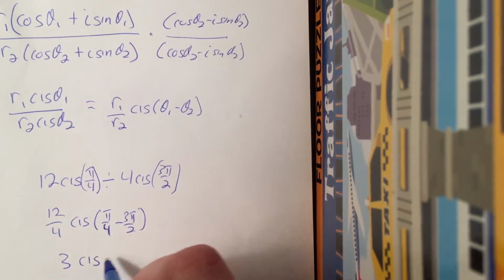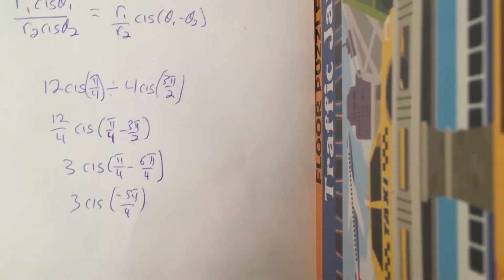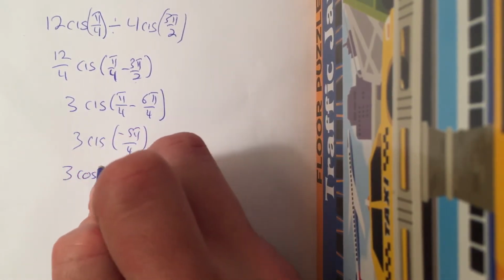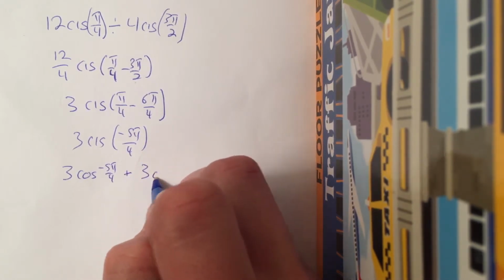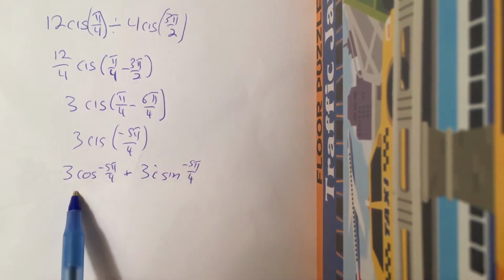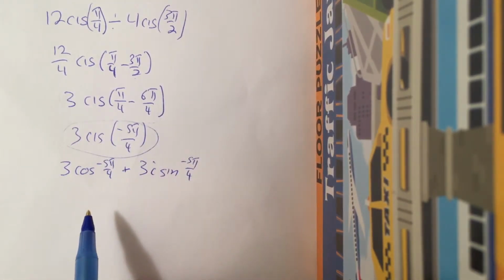This is 3. This is going to be pi over 4 minus 6 pi over 4. Now, pi over 4 minus 6 pi over 4 is negative 5 pi over 4. Cis times 3. What I'm going to do now is separate it back out. 3 cosine negative 5 pi over 4 plus 3I sine negative 5 pi over 4 to turn this back into rectangular coordinates. So this is my polar form, but let's turn it into rectangular.